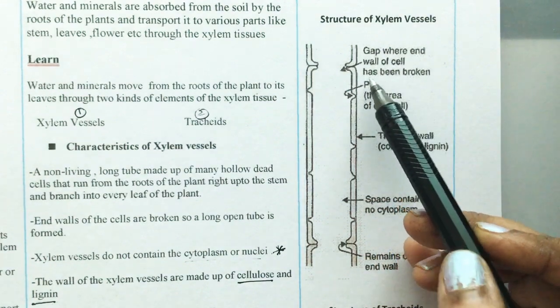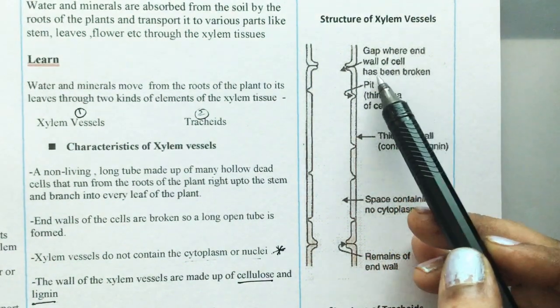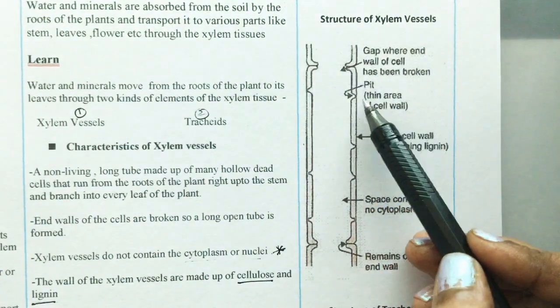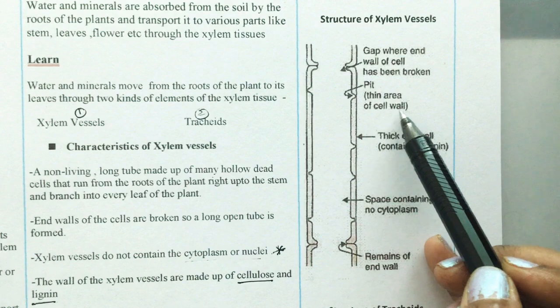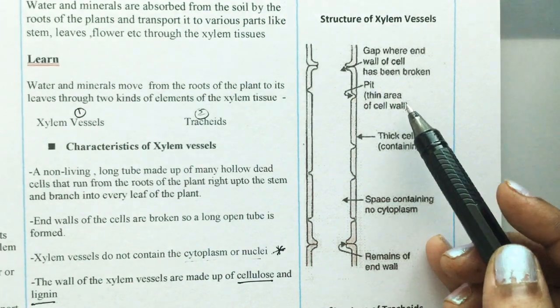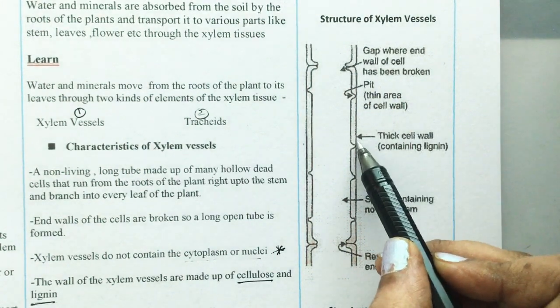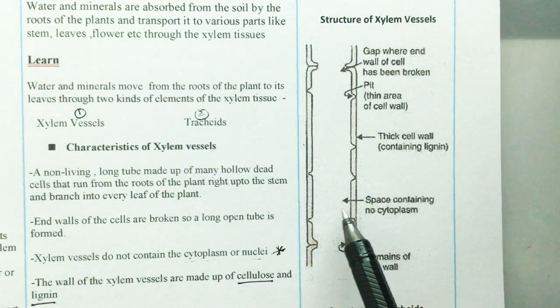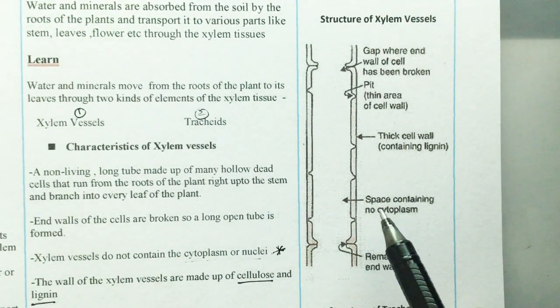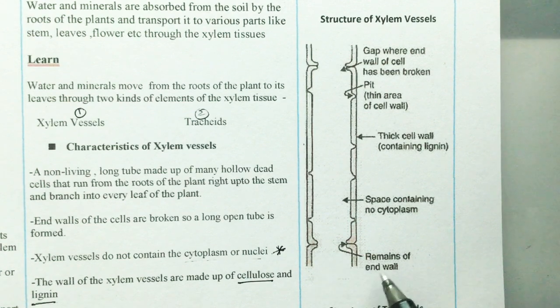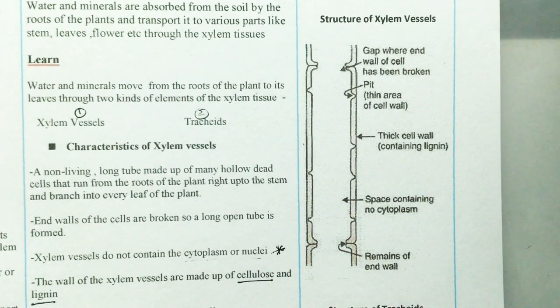If you see, this is the gap where the end wall of the cell has been broken, and this is the pit, that is the thin area of the cell wall which has the cellulose. Okay? This is the thick wall containing the lignin. Here is the space containing no cytoplasm. Okay? And these are the remains of the end wall. So, please learn the diagram of structure of xylem vessels, and also along with the diagram learn the characteristics of xylem vessels and write it down as practice.